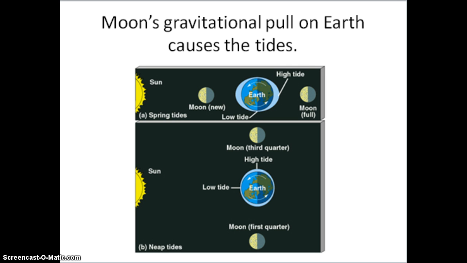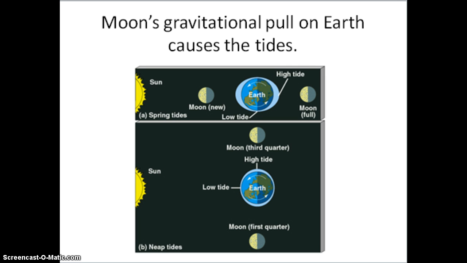And what the moon's gravitational force does is it pulls on the water in the ocean so that there are bulges on both sides of the planet. The moon pulls the water towards it, causes the bulge towards the moon, as well as creates a bulge on the other side of Earth. And the reason that it creates another high tide on the opposite side of Earth is because it is pulling Earth away from the water on that side.